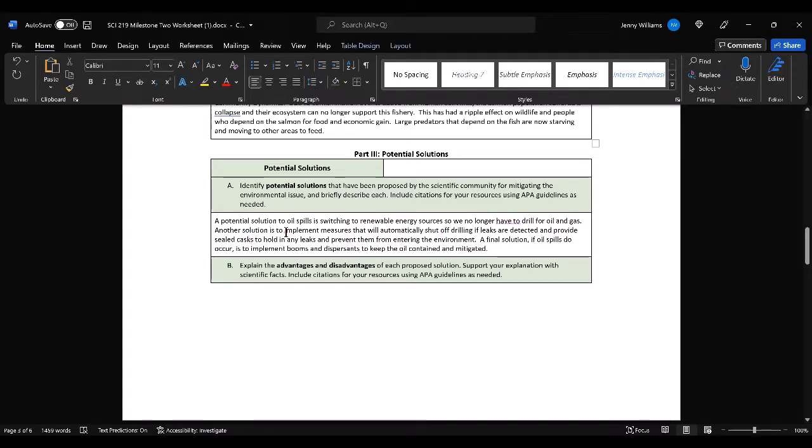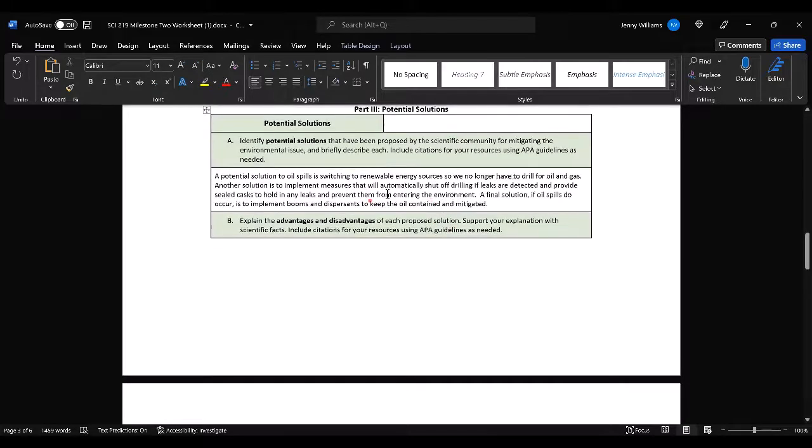Then I say another solution is to implement measures that would automatically shut off drilling if leaks are detected and provide sealed casks to hold in any leaks and prevent them from entering the environment. And then a final solution, if oil spills do occur, you need to implement booms and dispersants to keep the oil contained and mitigated, okay?